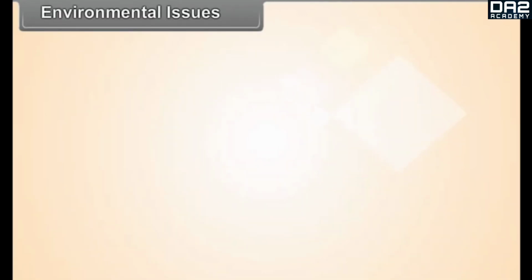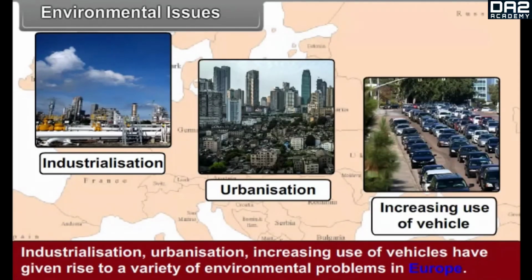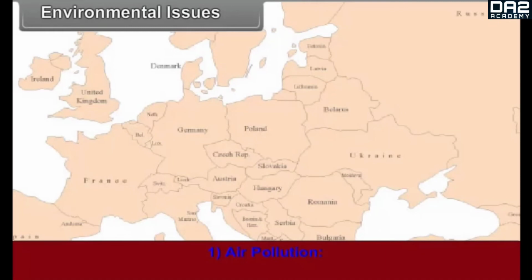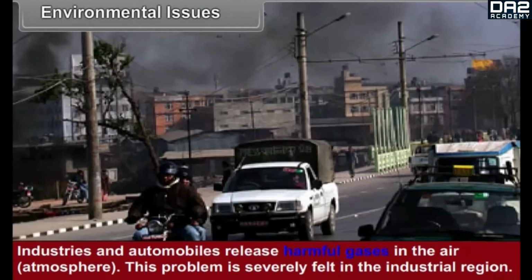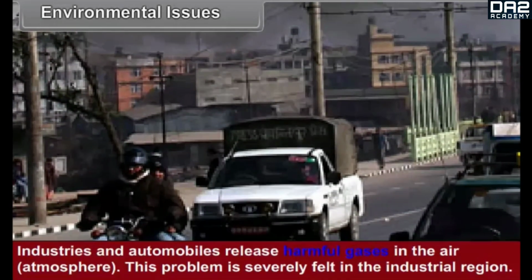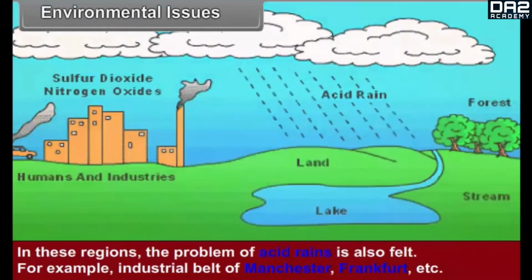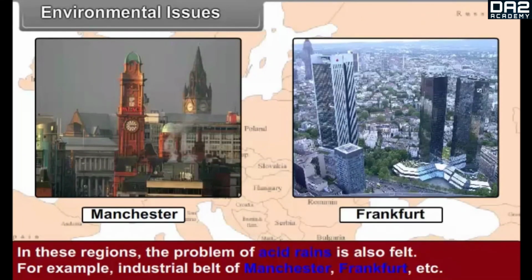Environmental issues. Industrialization, urbanization, increasing use of vehicles have given rise to a variety of environmental problems in Europe. These are as follows. Number 1. Air pollution. Industries and automobiles release harmful gases in the air, that is, atmosphere. This problem is severely felt in the industrial regions. In these regions, the problem of acid rains is also felt. For example, industrial belts of Manchester, Frankfurt, etc.